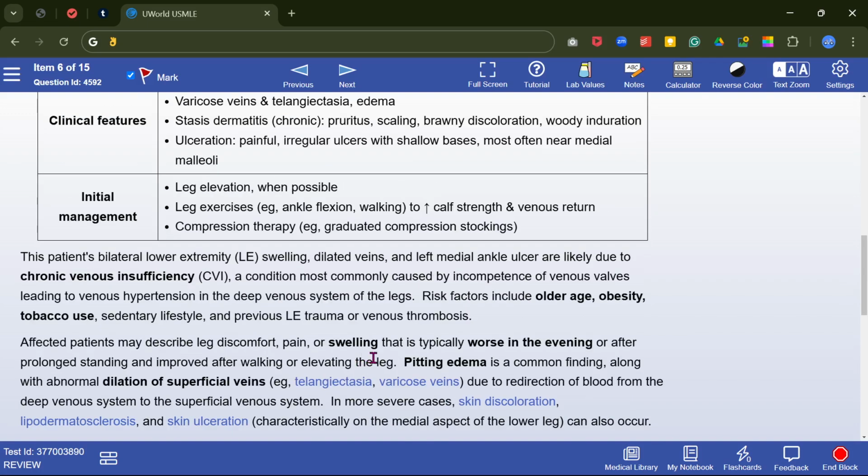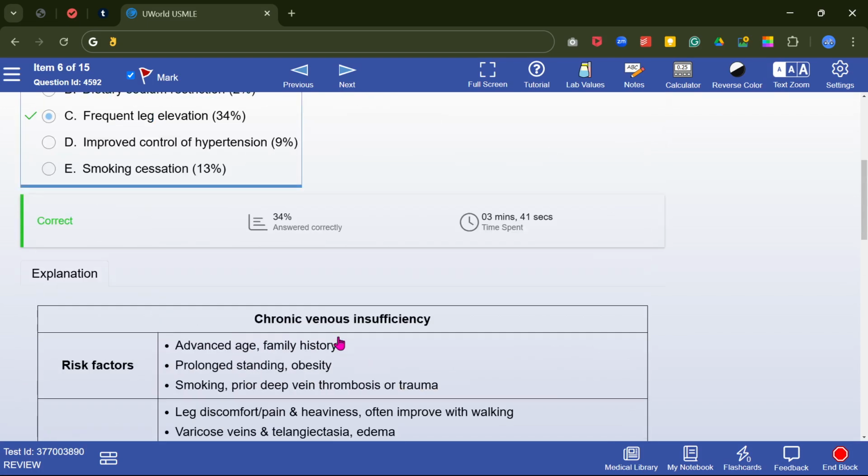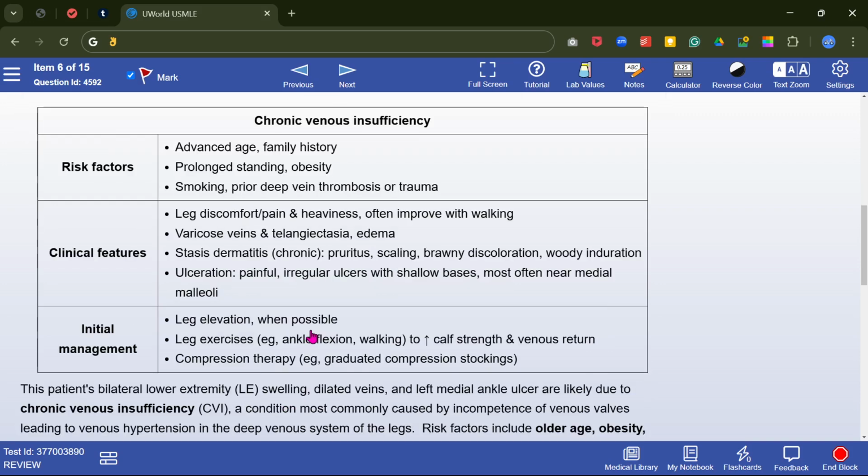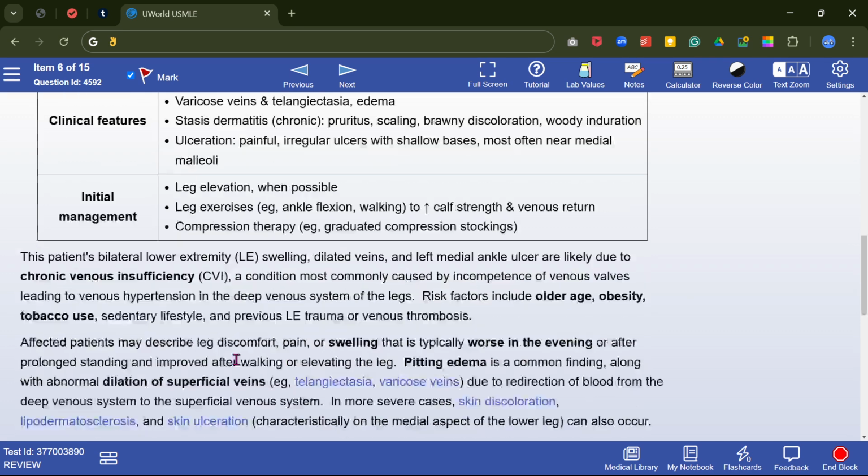Chronic venous ulcer, chronic venous insufficiency. Risk factors may be advanced age, family history, prolonged standing, obesity, prior DVT. Management: leg elevation when possible, leg exercise, ankle flexion, and walking to increase calf strength and venous return, compression therapy.